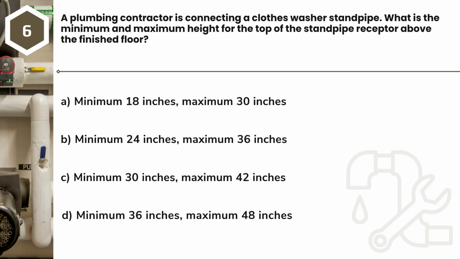Question 6. A plumbing contractor is connecting a clothes washer standpipe. What is the minimum and maximum height for the top of the standpipe receptor above the finished floor? A. Minimum 18 inches, maximum 30 inches. B. Minimum 24 inches, maximum 36 inches. C. Minimum 30 inches, maximum 42 inches. D. Minimum 36 inches, maximum 48 inches.